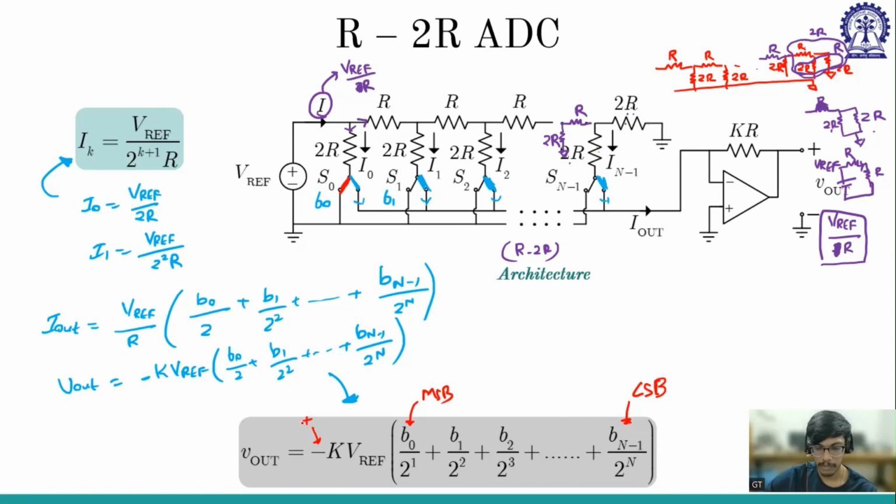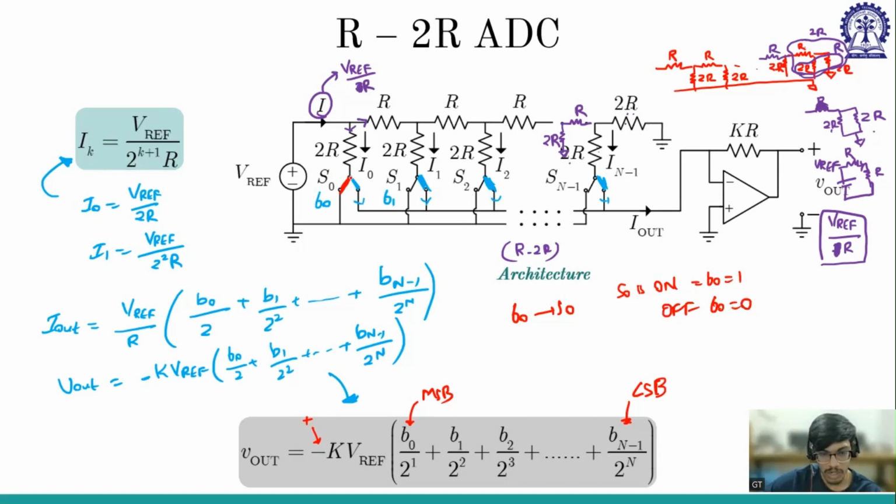Actually, B naught, B1 are bits, right? So this is B naught. B naught is related to S naught. So if S naught is on, then B naught is equals to 1. If S naught is off, then B naught is 0. Similarly for all the switches.